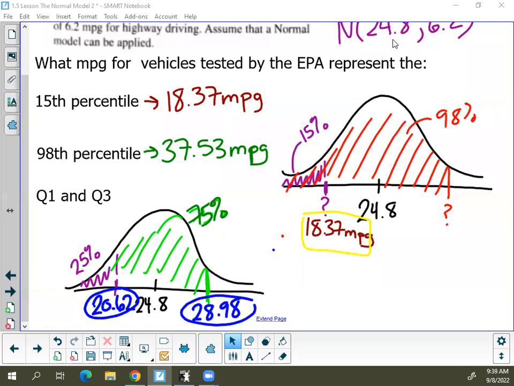So hopefully you found our Q1 to be 20.62 miles per gallon and our Q3 to be 28.98 miles per gallon. This is kind of cool because now we can find the IQR if we wanted to. Even though this is a normal distribution, it's symmetric. We probably would talk about standard deviation, but it is a value we can still find.